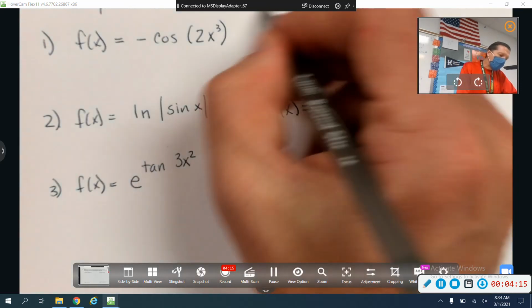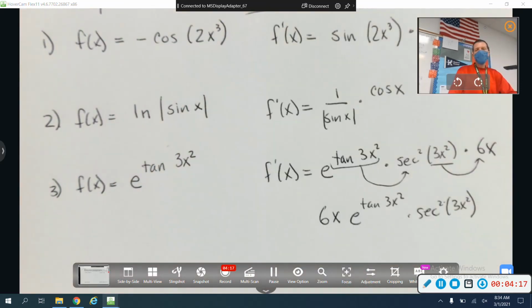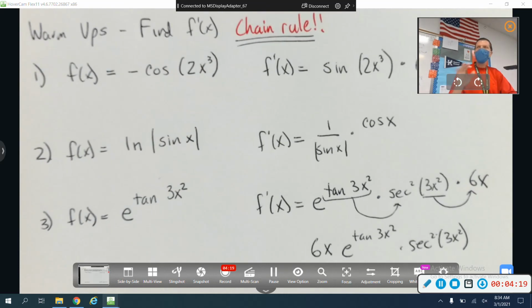All right, so lots of chain rule in the warm-ups, and just the reminder of driving forward. If you drive backwards too long, you forget how to drive forward, I guess. So taking derivatives, because that's what we're going to do today. And we're going to have a lot of chain rule again today.